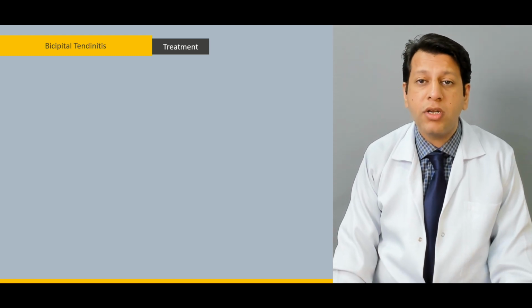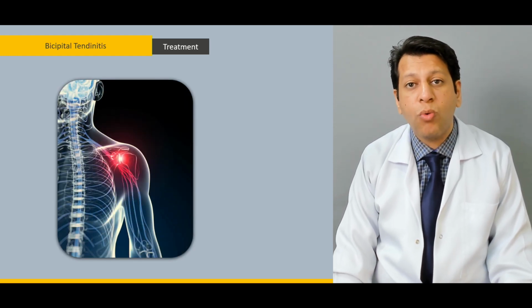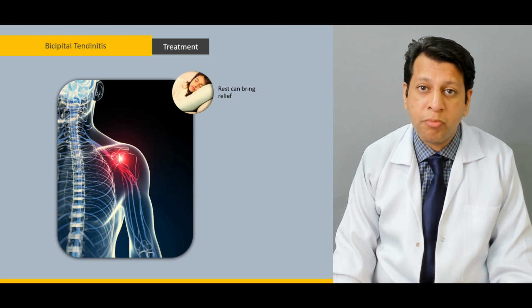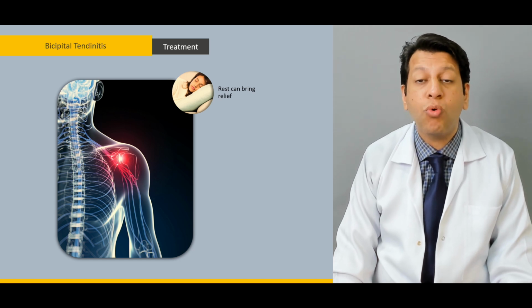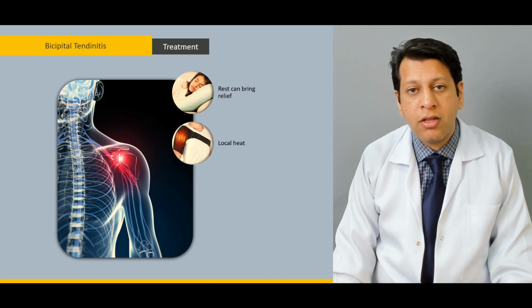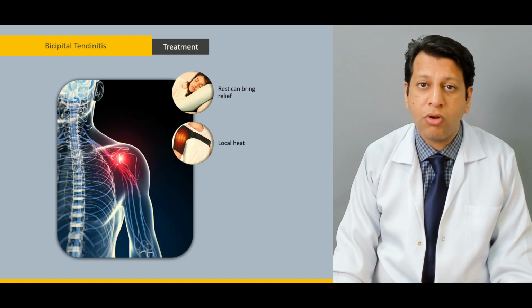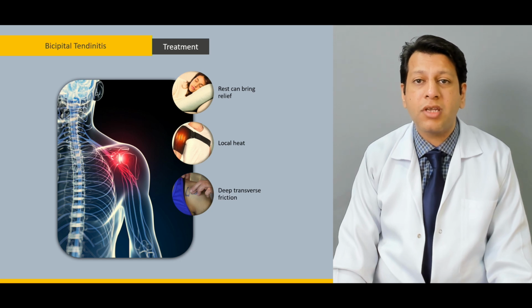Now, if we know that it's bicipital tendinitis, then the mode of treatment initially is always conservative. Conservative means we can start with rest, as increased movement will increase the pain, so the patient can be given analgesics along with a decrease in activity, especially overhead movements of the shoulder. Then local heat physiotherapy is one treatment option. This is all conservative. Then we may go for deep transverse friction rub. This is actually a technique.